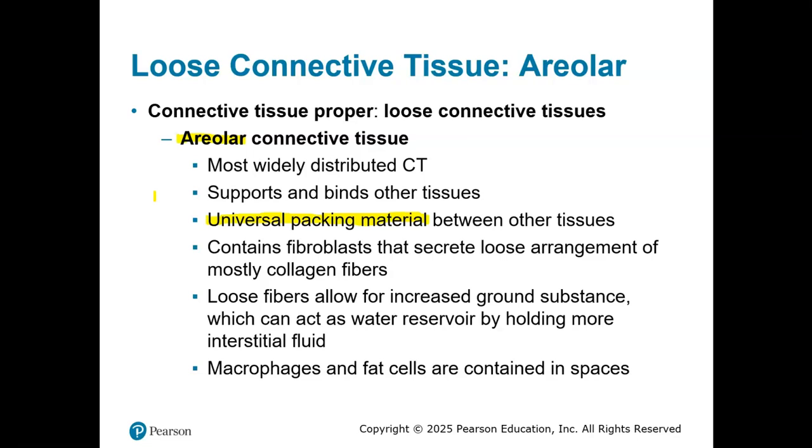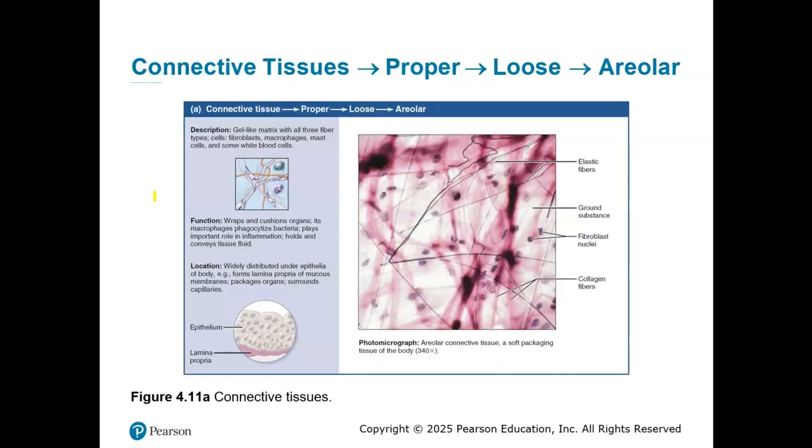Okay, so you can find it in the dermis of the skin, underneath the epidermis, which is epithelial tissue. So under most every example of epithelial tissue in the body is going to be areolar tissue. It's going to be found underneath. It's found packaging organs and surrounding blood capillaries. So it's the universal packing material.